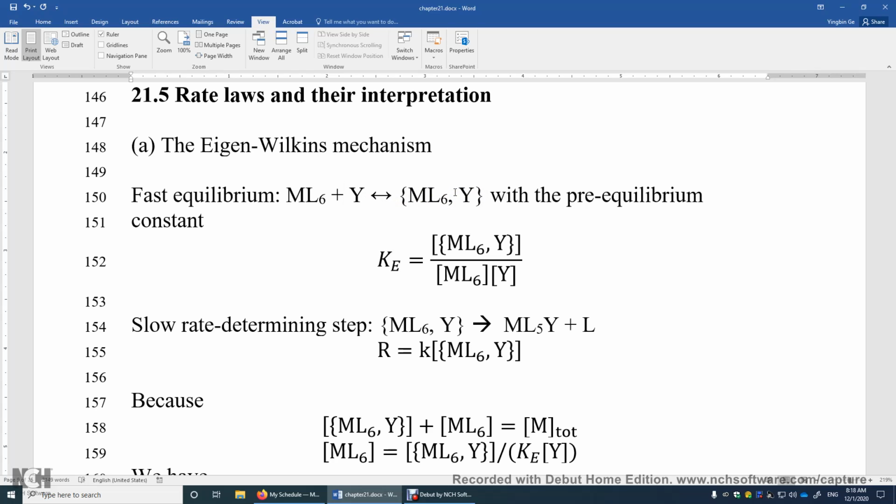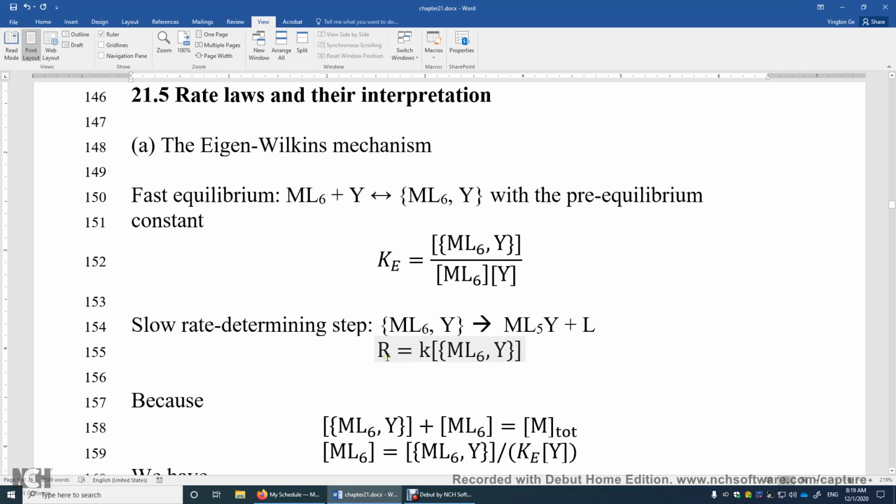So we can define a pre-equilibrium constant, in this case K sub E. E stands for Eigen-Wilkins. We put the concentration of the intermediate on top, the reactants on the bottom. So this equation is always approximately true throughout the entire reaction. And then let's look at the second step. This intermediate decomposes into the product plus a leaving ligand L. Assuming this is the slow rate limiting step, this interchange mechanism is dissociatively activated because the second dissociation step is the rate limiting step.